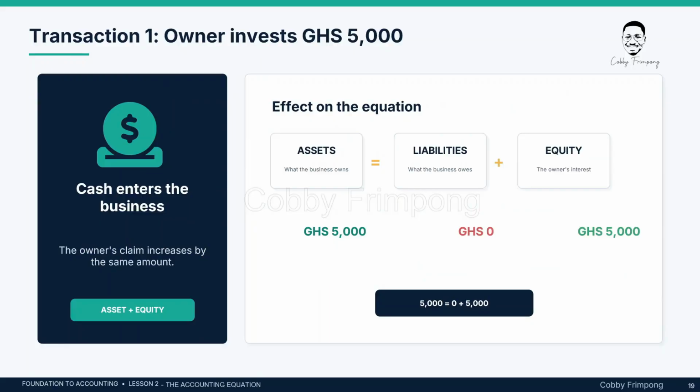Transaction 1. Owner invests 5,000 Ghana cedis. The owner invests 5,000 Ghana cedis into Majesty Nuts Cashew. Cash is an asset, so assets increase by 5,000. The owner's investment creates equity of 5,000. There is no liability yet. The equation becomes 5,000 assets equals 0 liabilities plus 5,000 equity.